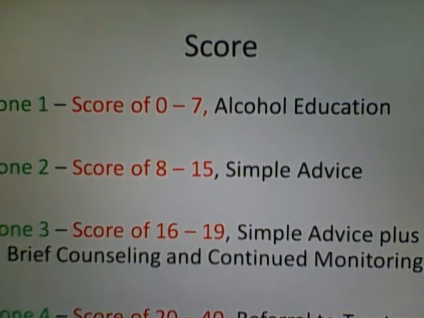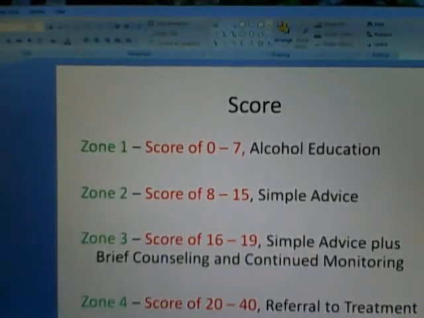Let's go back. If you checked monthly or less, that's 1 point. If you checked 2 to 4 times per month, that's 2 points. If you checked 2 to 3 times per week, that's 3 points. If you checked 4 or more times per week, that's 4 points. So you're going to do that for each question, and then you're going to add up your total.